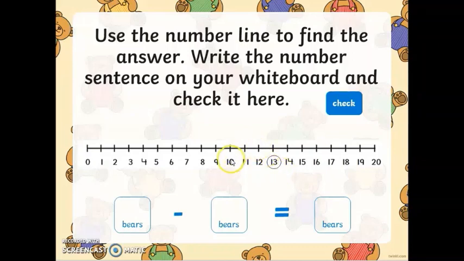Now, how many jumps will we take backward? Good job if you all say 5, because 5 bears have left the game. Now, after 5 jumps, we'll look below the number, and that will be your answer. Let's check.